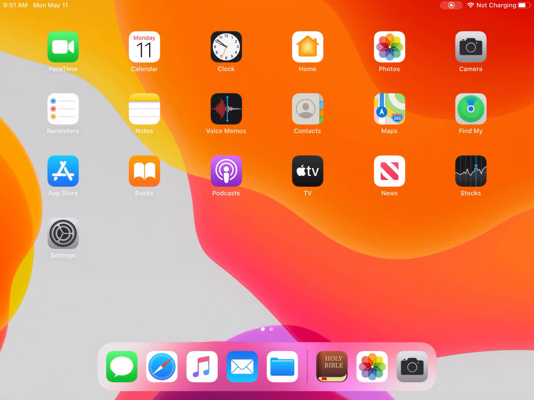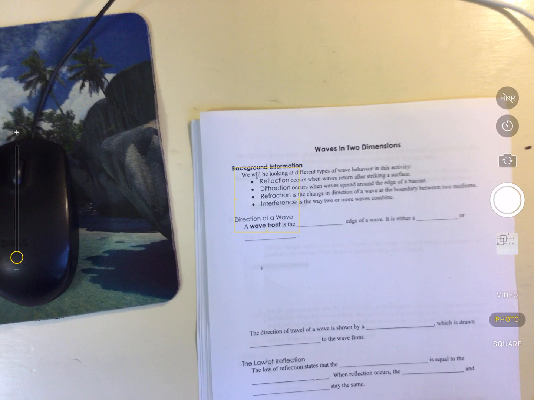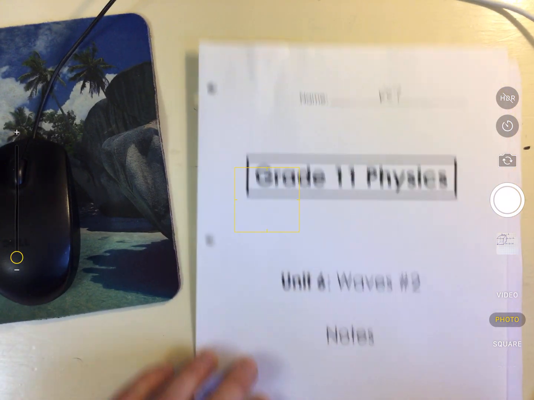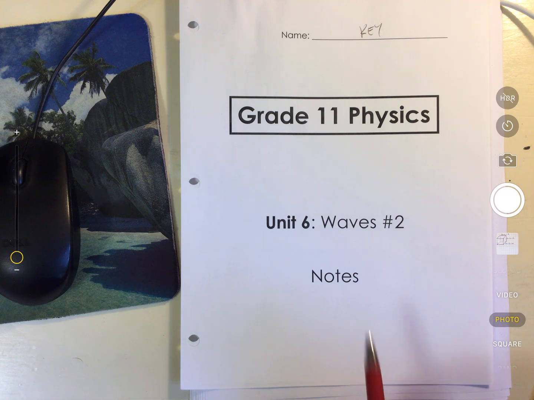In today's lesson, we want to look at the different behaviors of a wave as it encounters a barrier, a solid barrier, or a different medium, which is also a type of barrier. And this is in the second waves booklet. It's called Waves 2D or Waves number 2, and we will look at the first couple of pages in there.